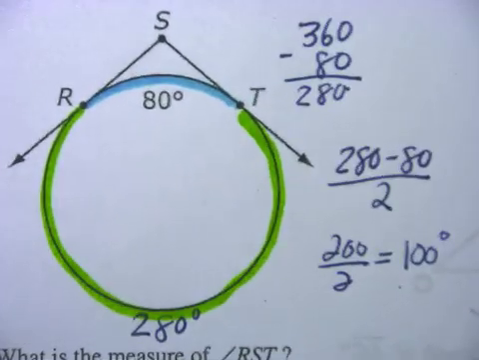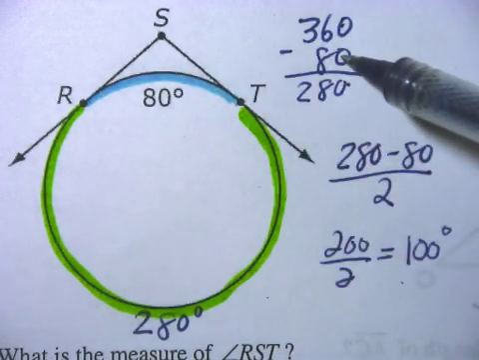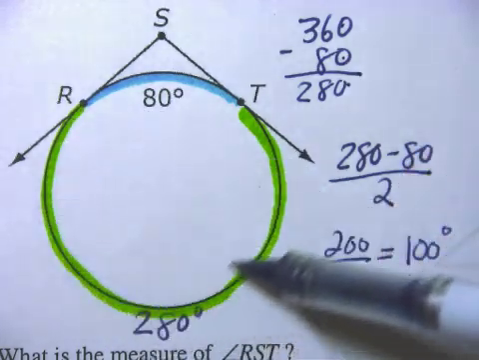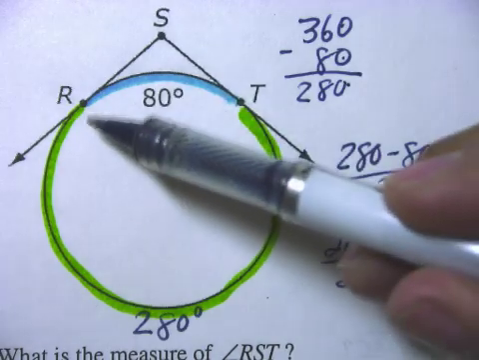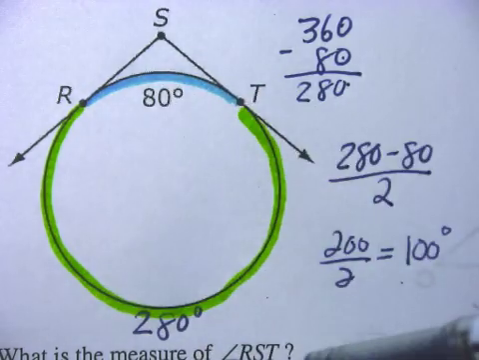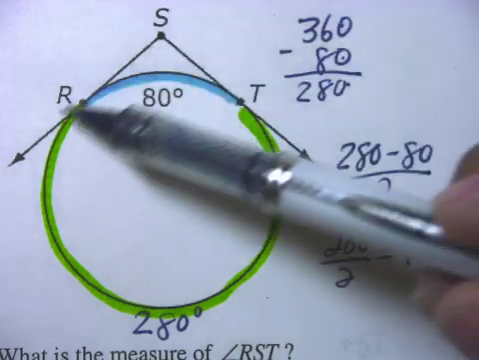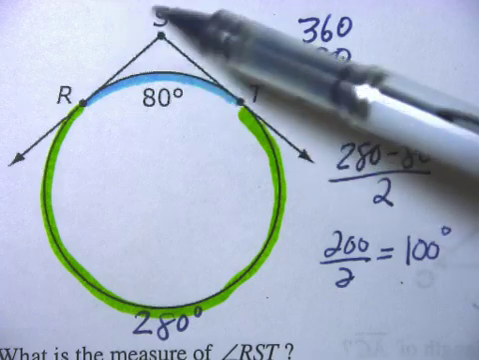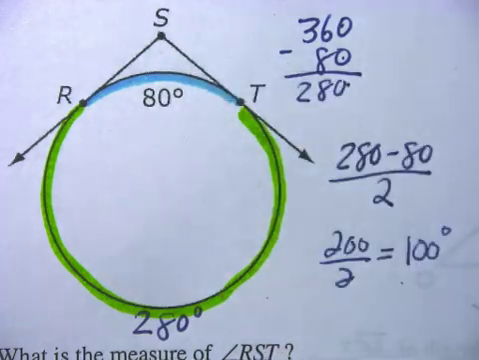Next question. Question number 6. In question number 6, they tell us that arc RT is 80 degrees. We know that a circle has 360 degrees. So if I take 360 minus 80, I get the rest of the arc, which is 280 degrees. So now this arc out here is 280, and this arc in here is 80 because they gave me that.